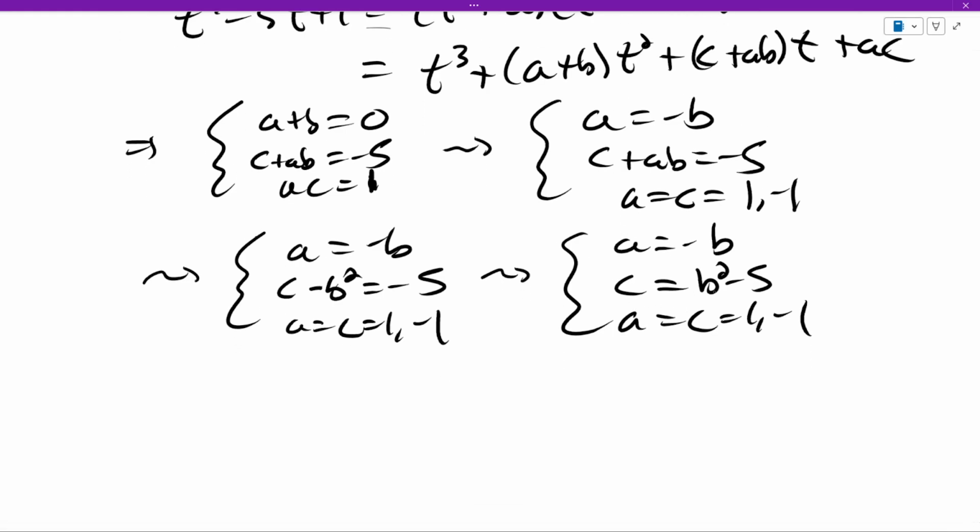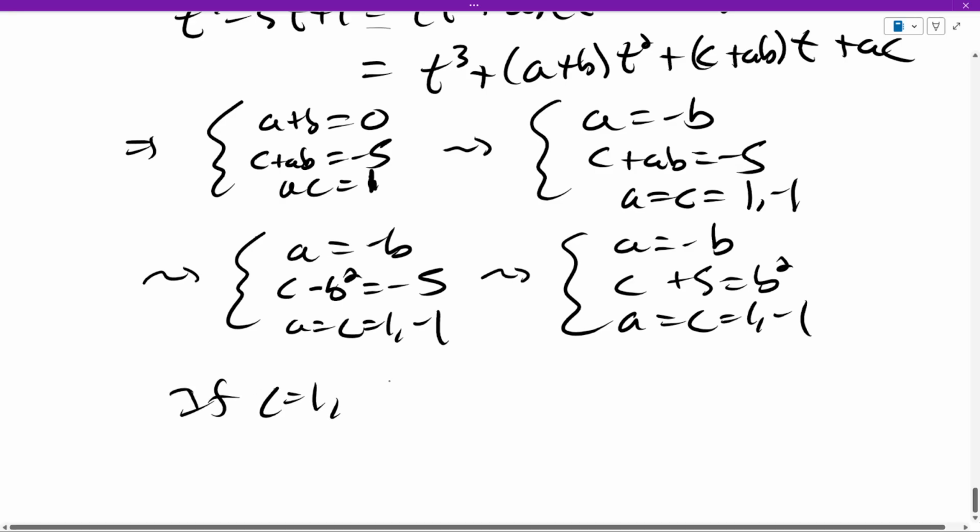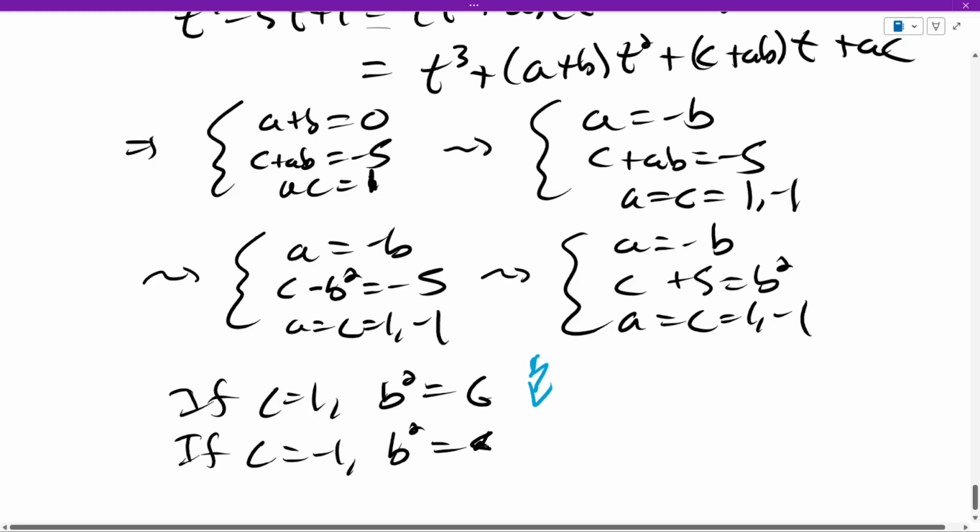And so C has to be B squared minus 5. Maybe I want to write this differently, as C plus 5 is B squared, and A equals C equals 1 or negative 1. So if C equals 1, B squared equals 6 is impossible because we're over Z. If C equals negative 1, we get B squared is 4, which would tell us B is plus or minus 2.